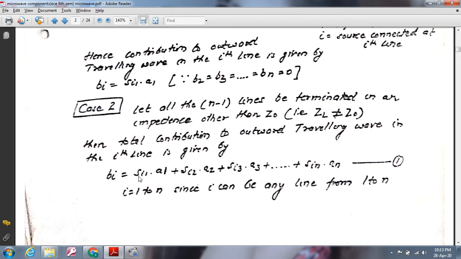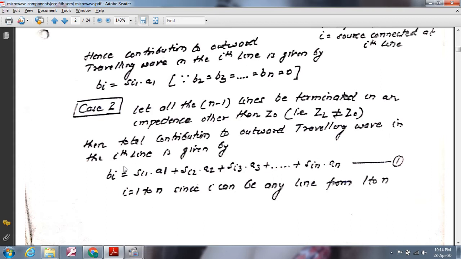Now here Si1: i stands for the line where we have connected the input, and 1 is where we are getting the reflection, and A1 was the corresponding input to line number 1. Similarly for line number 2, the source is connected to the same ith line, but the output is coming from line number 2 corresponding to the A2 input. Similarly Si3, Sin. Here i ranges from 1 to n, since i can be any line from 1 to n.